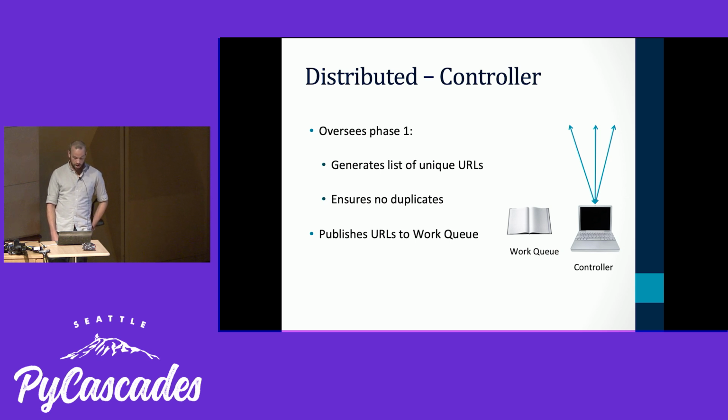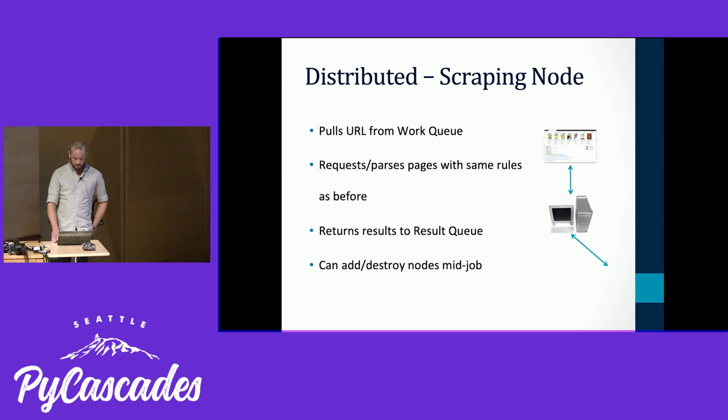And you also want to use it to track where you are, so if you're mid-job and you need to restart, you don't need to start from scratch. Once it has validated all the URLs, you can publish them to our URL queue, the work queue, which the scraping nodes can then pull from and start working on the scraping jobs themselves.